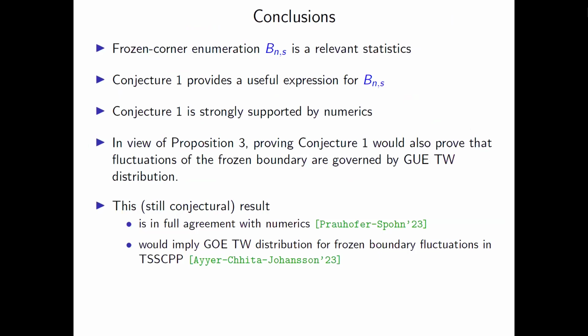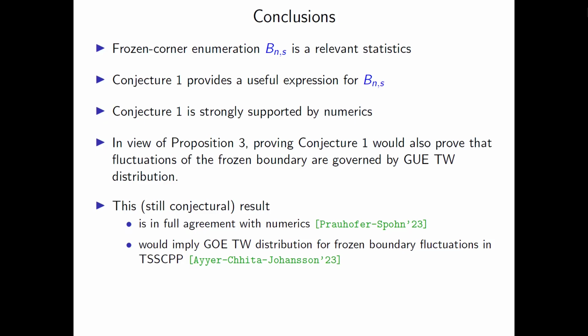So I hope I have explained to you why BNS is interesting, essentially for reasons related to asymptotic combinatorics. We have provided a closed form expression for BNS. It is very strongly supported by numerics, I would say. And also, if you prove this conjecture, you prove at the same time the Tracy Widom distribution for a non-determinantal process, which is by itself quite a nice result.